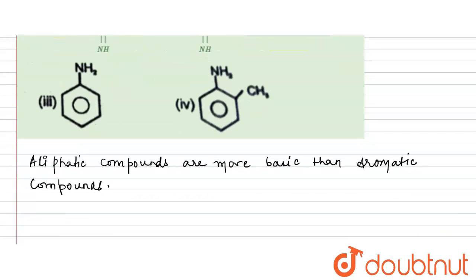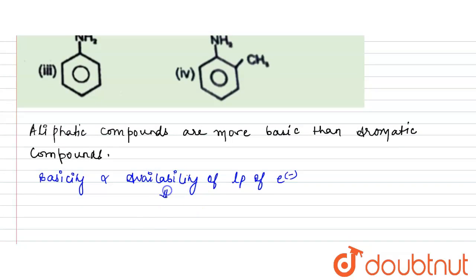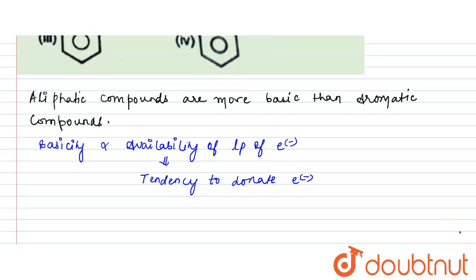So first of all, what is basicity? Basicity is directly proportional to the availability of lone pair of electrons, or you can say the tendency to donate electrons, right? So it is directly proportional to the tendency to donate electrons. It means the more the tendency to donate electrons, the more the basicity.